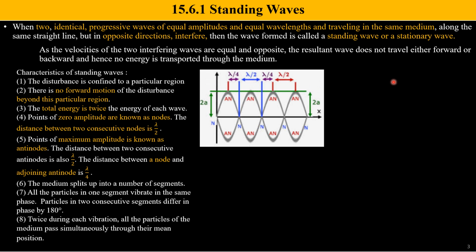Let us summarize the characteristics of standing waves. The disturbance is confined to a particular region. Here, the particular region may be a string or an air column.